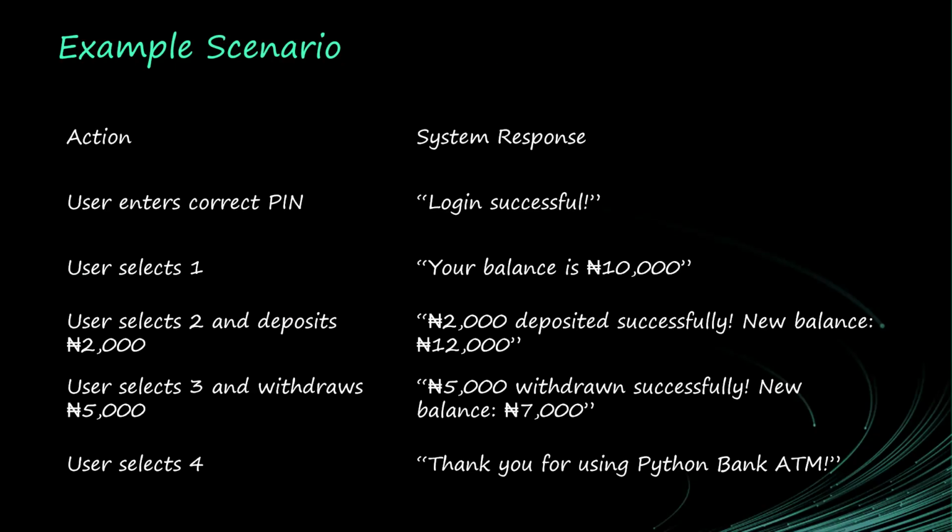So this is the project flow step by step, and this is what we are going to be coding. The actions we are going to be performing in this project: the user enters the correct PIN, that means the login was successful. User selects 1, they will check their balance. User selects 2, they will deposit money. User selects 3, they will withdraw money. And user selects 4, that means they are exiting. We'll tell them thank you for using Python Bank ATM.